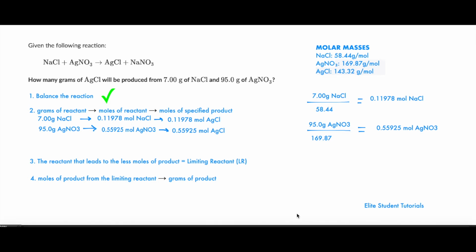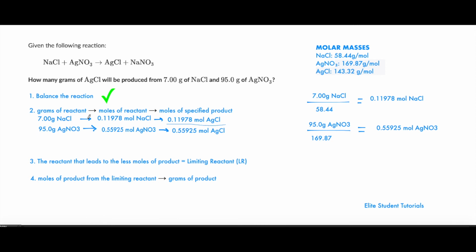Step 3. Whichever reactant leads to the less moles of product, that reactant is a limiting reactant. So since 7.0 grams of NaCl leads to 0.11978 moles of AgCl, while 95 grams of AgNO3 leads to 0.55925 moles of AgCl, since 0.11978 is less than 0.55925, NaCl is a limiting reactant. I hope that wasn't too complex. That was sarcasm, by the way.